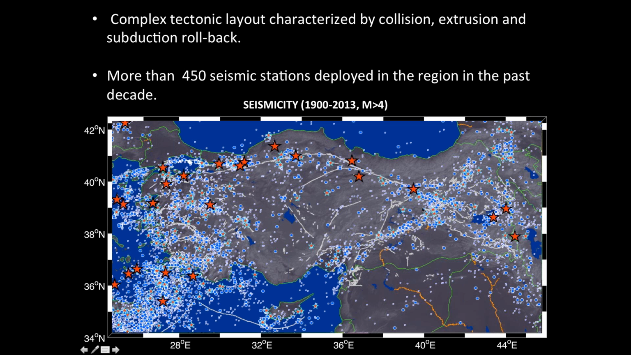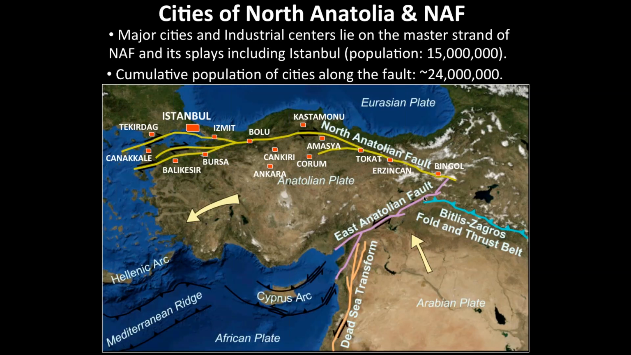But it is not only the complex characteristics of the region that is the key player. The seismicity is also an important reason why this dense network was deployed all around Anatolia. Western Anatolia particularly is one of the most seismically active regions on Earth. And as you can see, there is a lot of seismicity that took place between the years 1900 and 2013 with magnitudes more than 4.